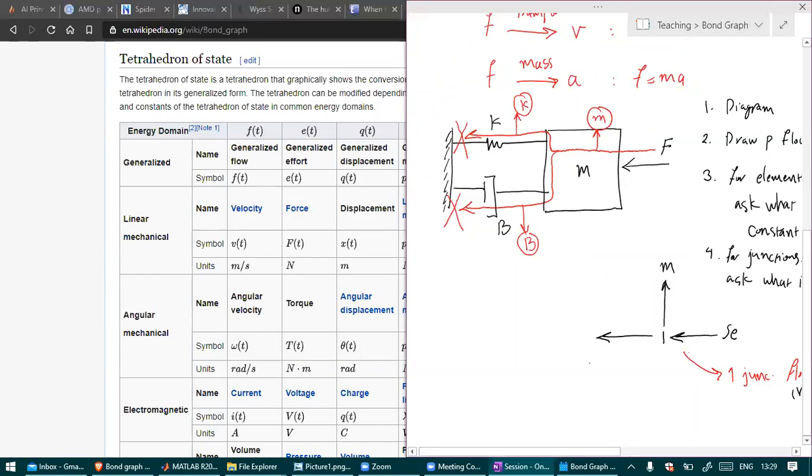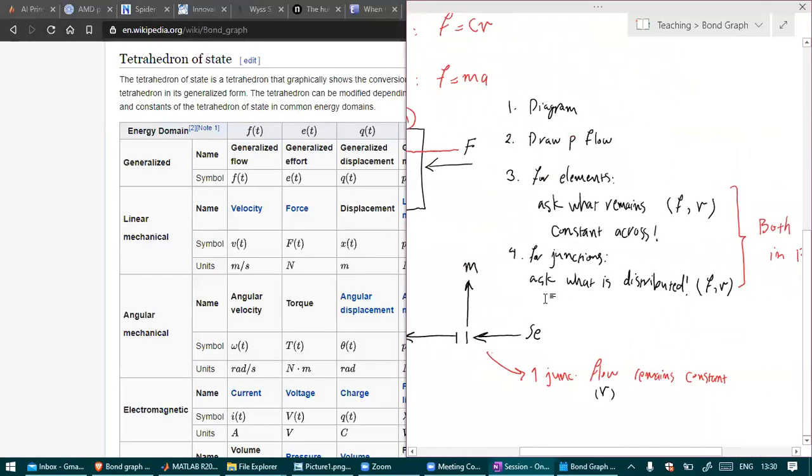And the junction that distributes the force is a one junction. Again, okay? So basically, flow remains constant. The velocity is common, right? Yes, flow or velocity remains constant, common. Force is distributed.